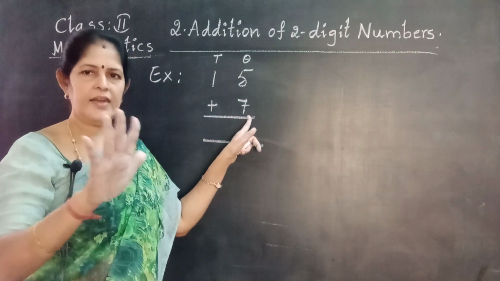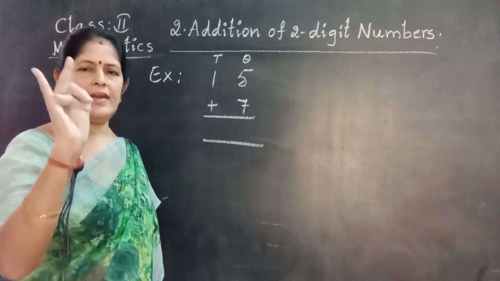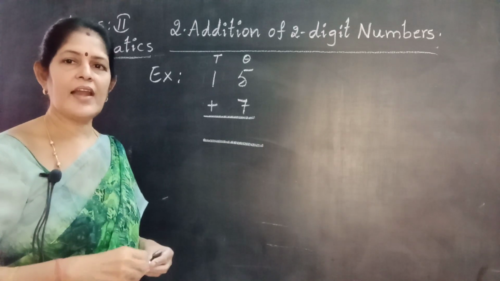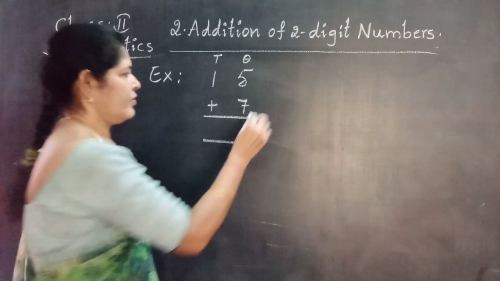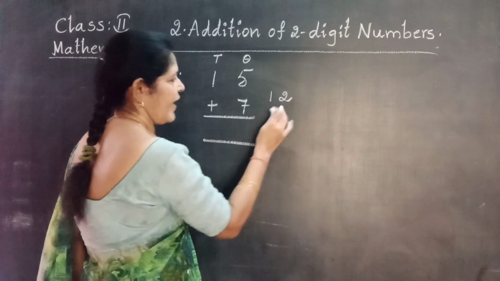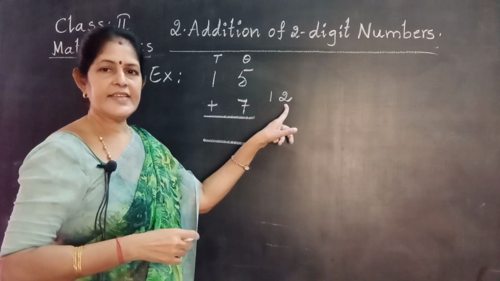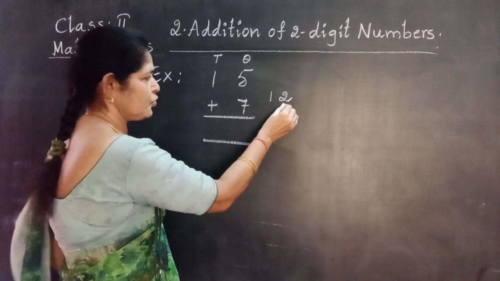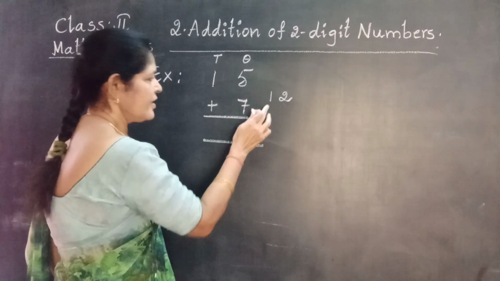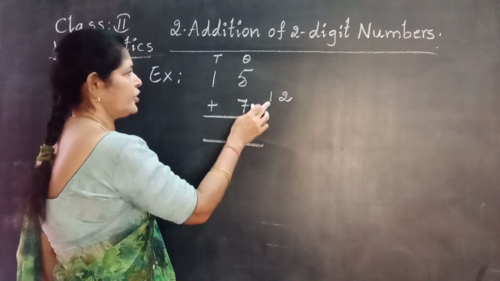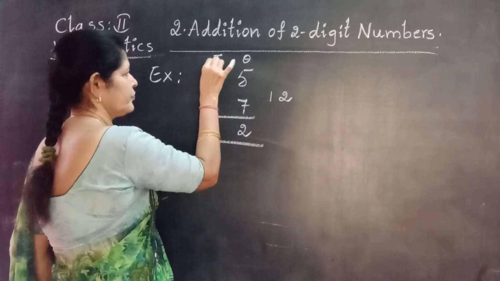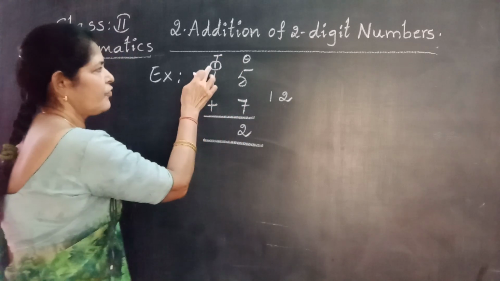5 after 6, 7, 8, 9, 10, 11, 12. 12 is a 2-digit number. On the right side, it has 1 ten and 2 ones. 2 is in the ones place. Write that 2 right in the ones place. 1 carry forward to the tens place.